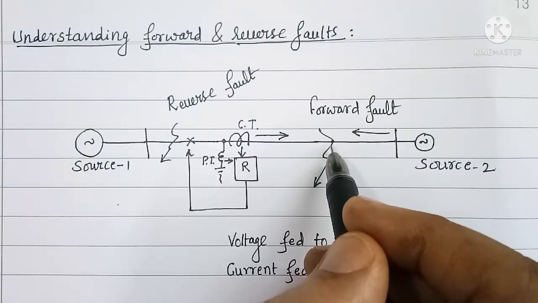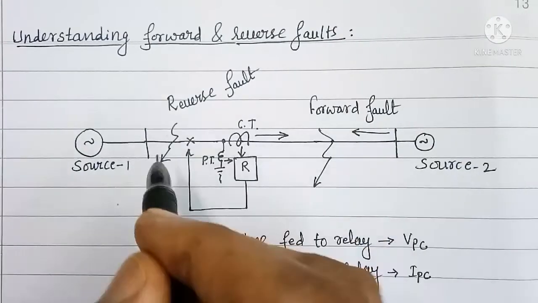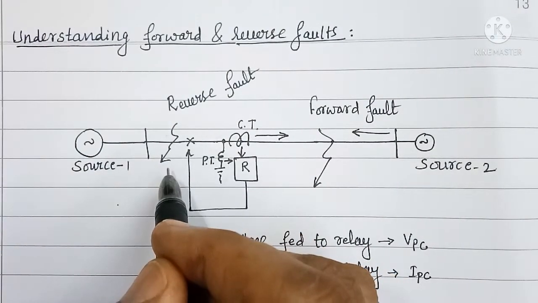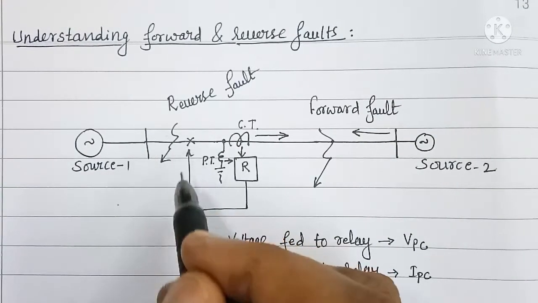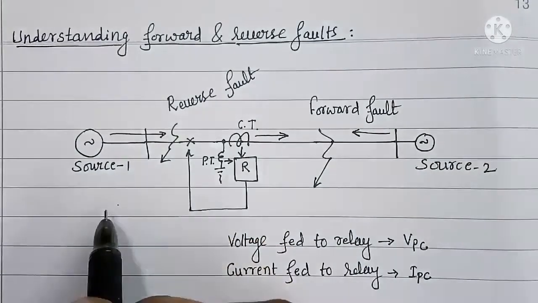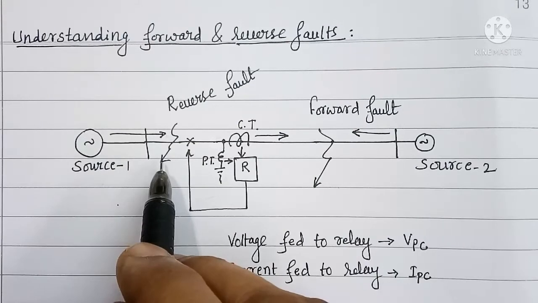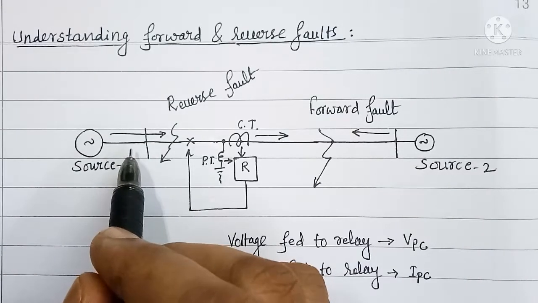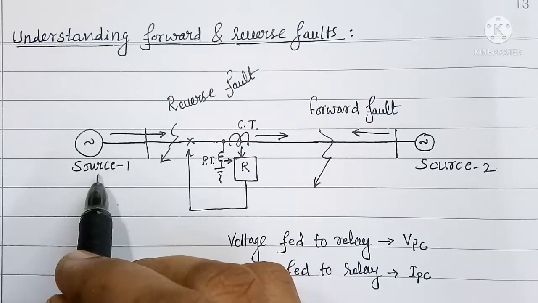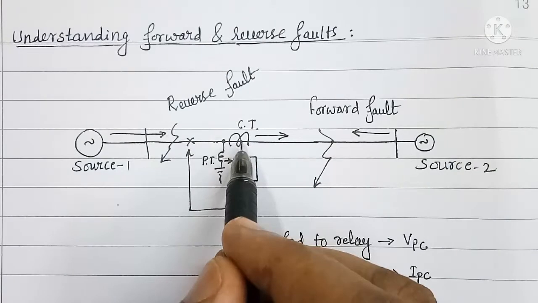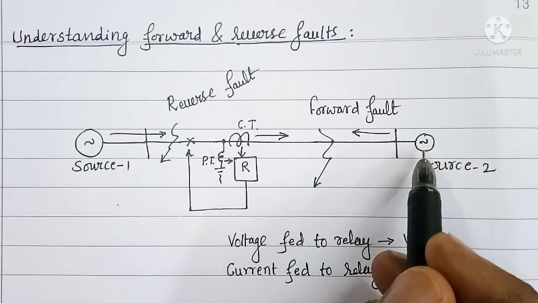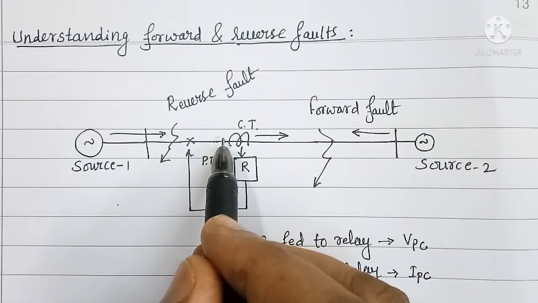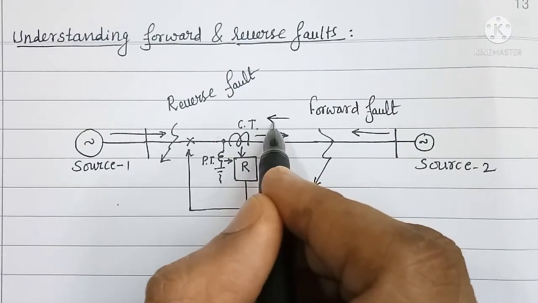Instead of a fault occurring here, the fault may occur before this circuit breaker. In this case, what happens is source 1 will supply part of the fault current and source 2 will also supply part of the fault current. You can observe that the part of fault current fed by source 1 is now not going to flow through the CT, but the part of the fault current fed by source 2 is only going to flow through CT. So the direction of current through the CT is now going to get reversed.